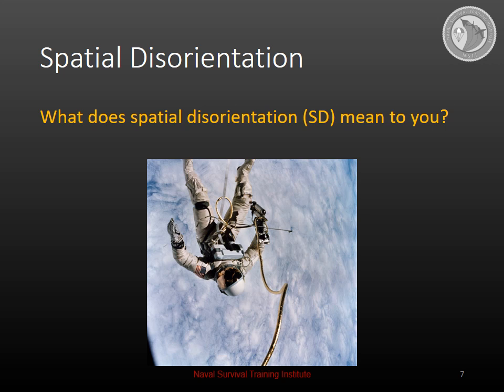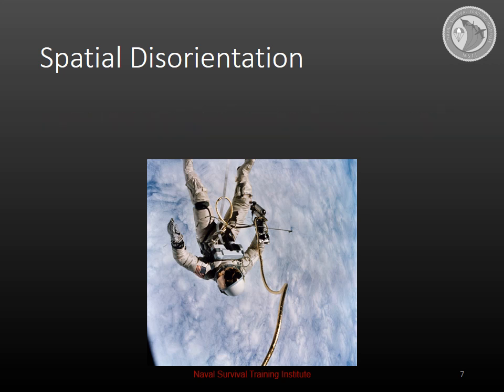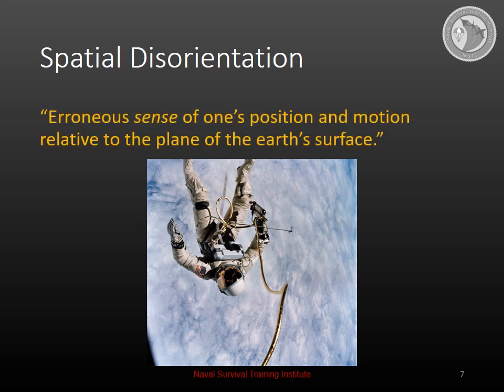You might have your own definition, not knowing which way is up, being confused about directions, and those are all true. The definition we're going to use for spatial disorientation is an erroneous sense of one's position and motion relative to the plane of the Earth's surface. Human beings are hardwired to reference our orientation based on the surface of the Earth. We're made to walk around on the surface of this planet. And while the Earth is spherical, no matter what you may have seen on YouTube, we can treat the plane of the Earth's surface as if it is flat, and that's how we orient ourselves.